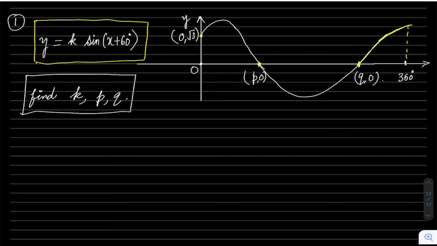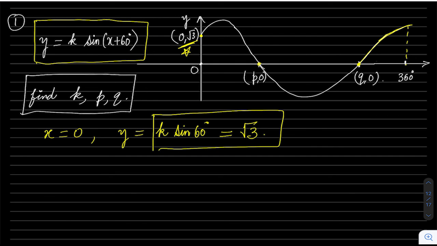So first thing is k. Now this point where it crosses the y-axis, at this point x will be 0, because it's the y-axis. So when I substitute x as 0, I will get y as k sine 60, which is given as square root of 3, because it crosses through (0, root 3). So from this, I can find the value of k. So k will be root 3 divided by root 3 over 2, which is nothing but 2. So my k value is 2. Now next is how to find p and q.